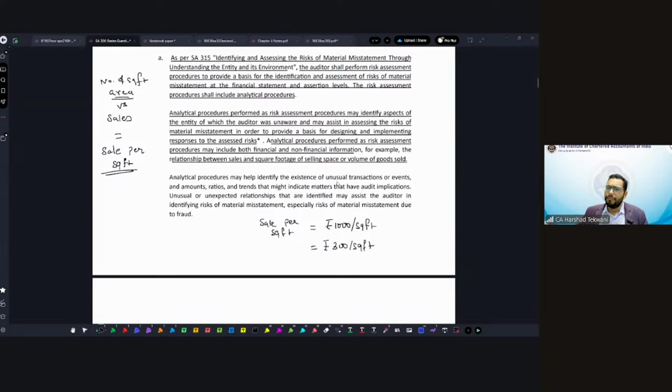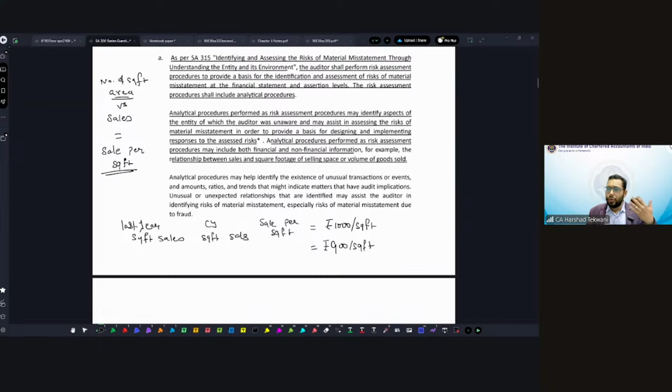Based on that, you will be able to analyze: is there any risk of material misstatement in sales? Is there something unusual in the sales? For example, in this particular example, I'll change the number. Instead of 300, let's say the number is 900 for the company you are auditing. Now, last year's square feet and sales, and current year's square feet and sales.